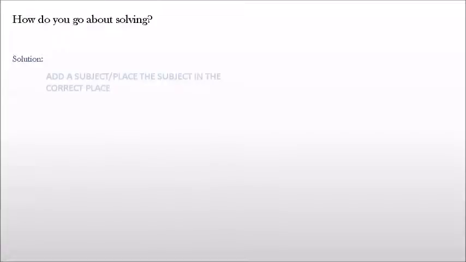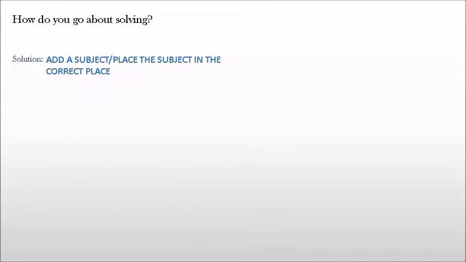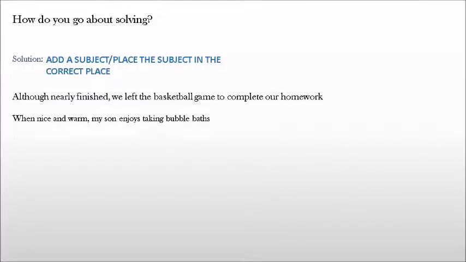What you would have to do in a dangling modifier's case is add a subject or place the subject in the correct place. A lot of times with dangling modifiers, there may be times where you may not even get a subject. You will just have to basically give it a subject in order to fix a dangling modifier. In this case, we have to place the correct subject in place in order for it to make sense.